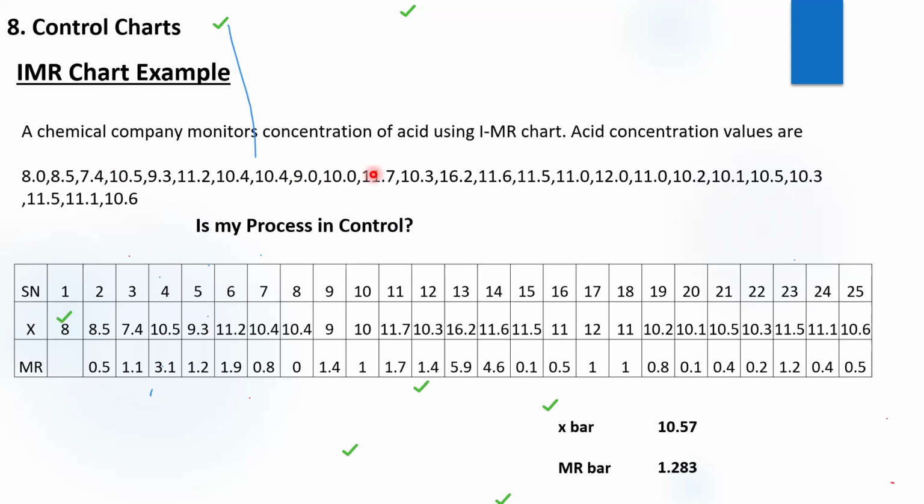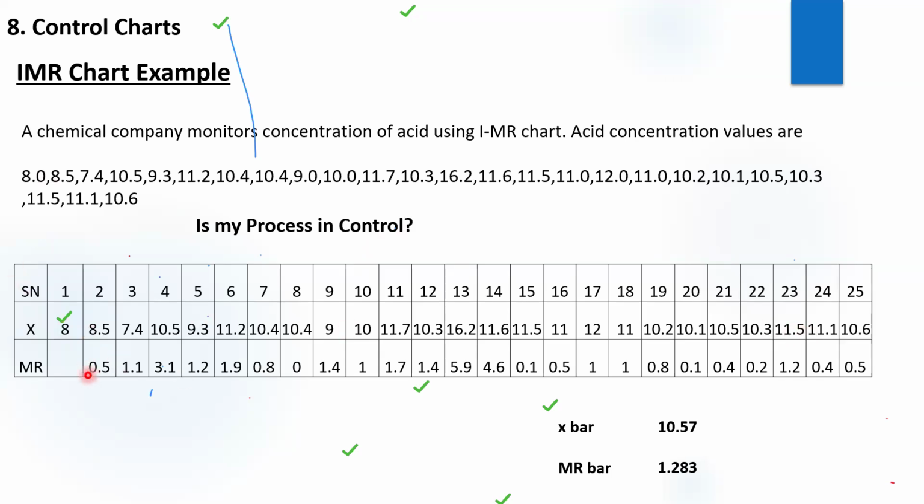Suppose a chemical company monitors the concentration of acid using IMR chart, and these are the concentration values. My manager asked me a question: Kiran, tell me, is my process in control or not? So these are the observed values, and he is asking whether my process is in control or not. So I will write down all these values: 8, 8.5, 7.4, like that.